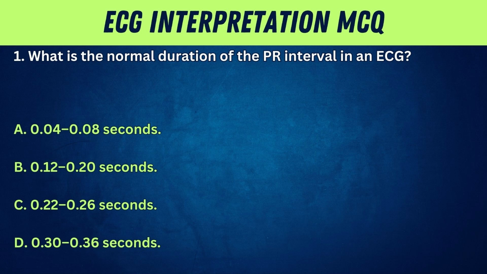1. What is the normal duration of the PR interval in an ECG? A. 0.04 to 0.08 seconds. B. 0.12 to 0.20 seconds. C. 0.22 to 0.26 seconds. D. 0.30 to 0.36 seconds.